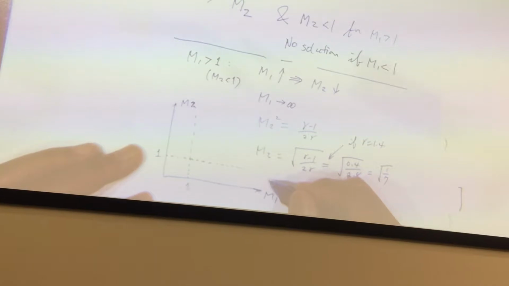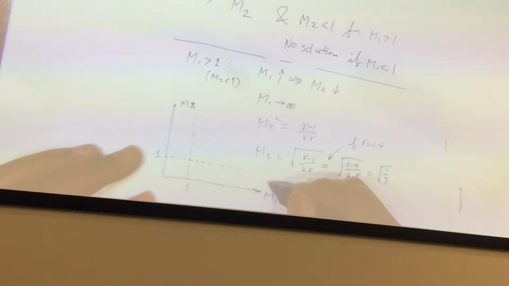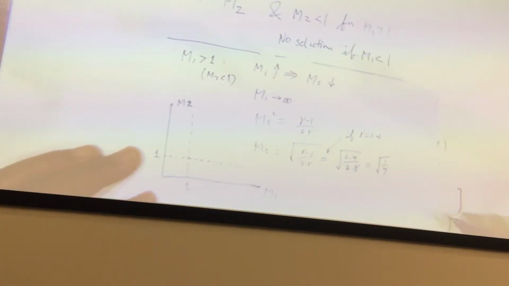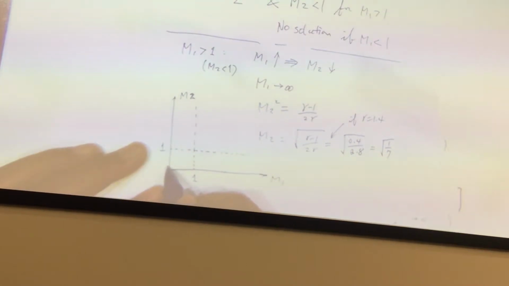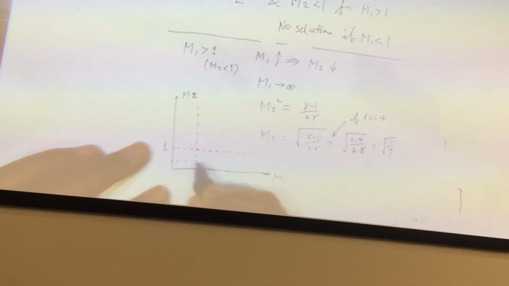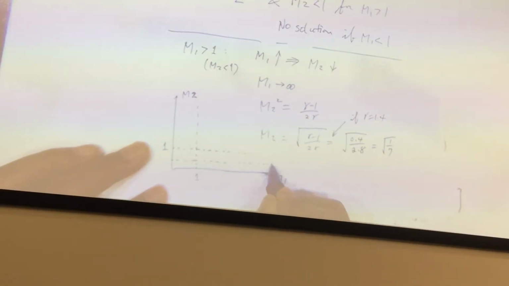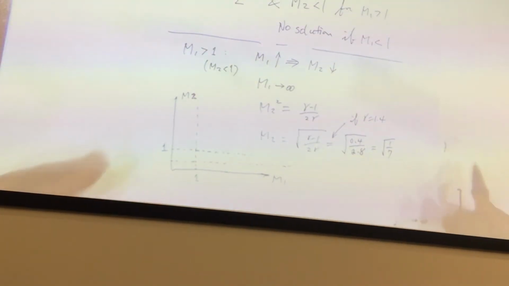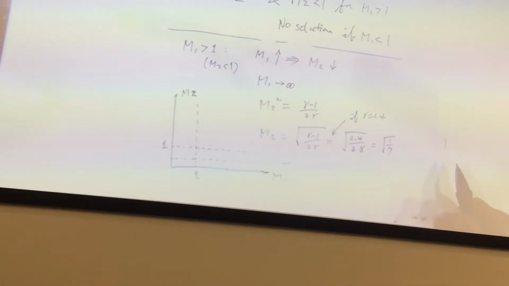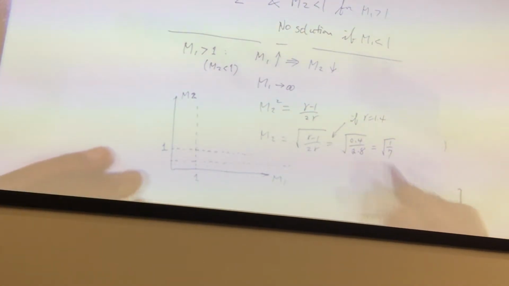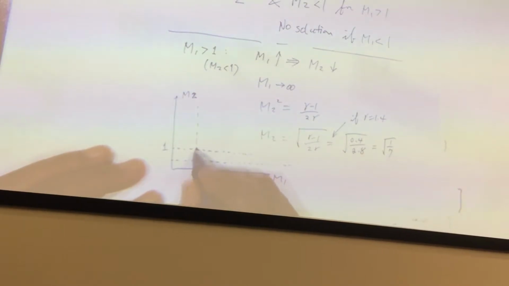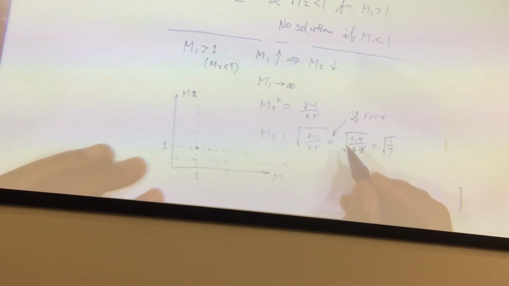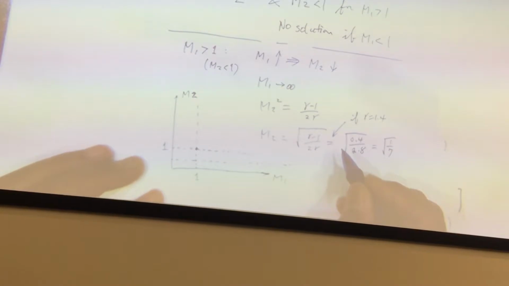Okay? So how do you do this? When M1 goes to infinity, M2 is equal to about 0.37. So M1 goes to infinity. This is another line. How would you draw it? If M1 is equal to 1, M2 is equal to 1. M1 goes to infinity.